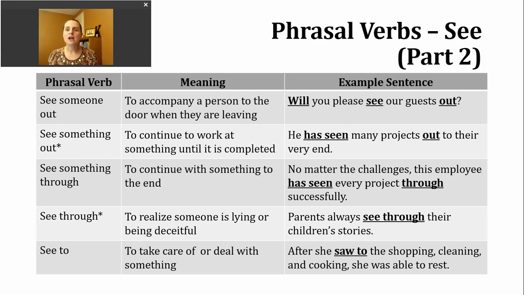This time, we're not going to separate our verb and preposition. When you see this see through and you see them together, the meaning here is more likely to realize that someone is lying or that someone is being deceitful, maybe trying to trick you. So here's an example sentence. Parents always see through their children's stories. So here, this is a simple present statement. Someone might be expressing their belief or what they believe is a fact that parents can tell when their children are not being honest.